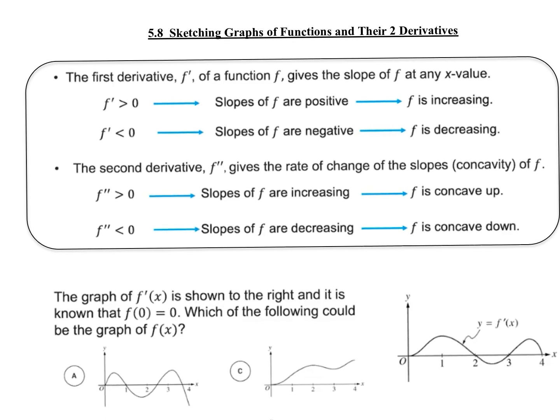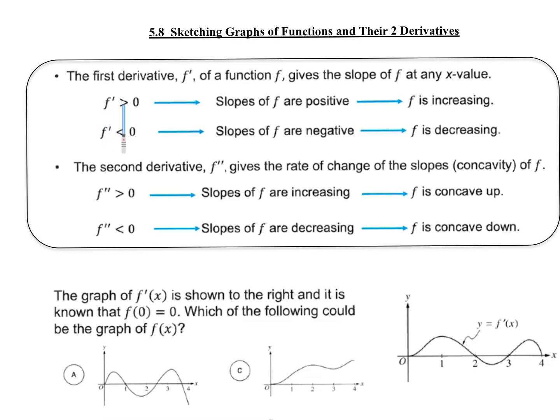Do you guys agree with just this info? If f prime is positive, my slopes are positive. Do you agree with that? So honestly, when I see this, I write what that would look like on my graph. My function's increasing. That means that my graph has to be going like that.